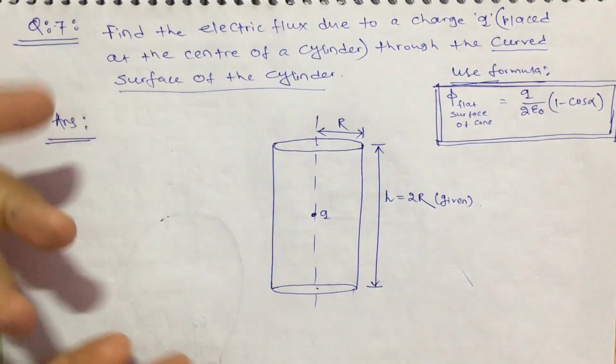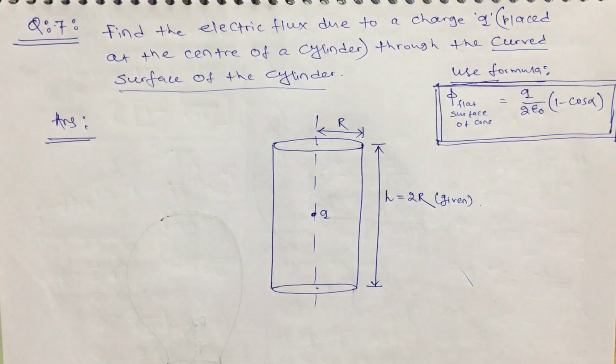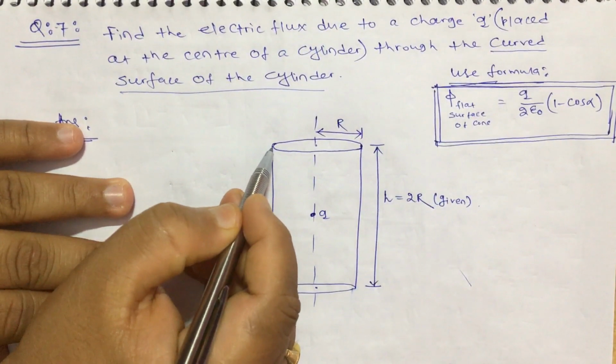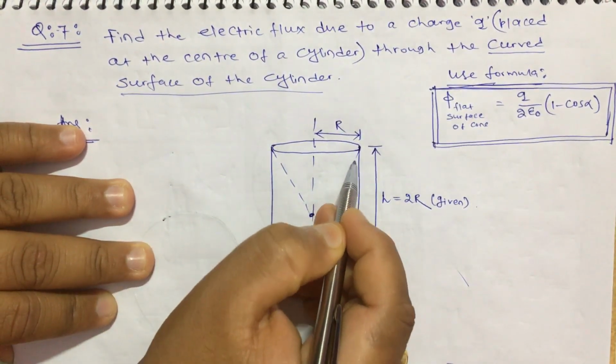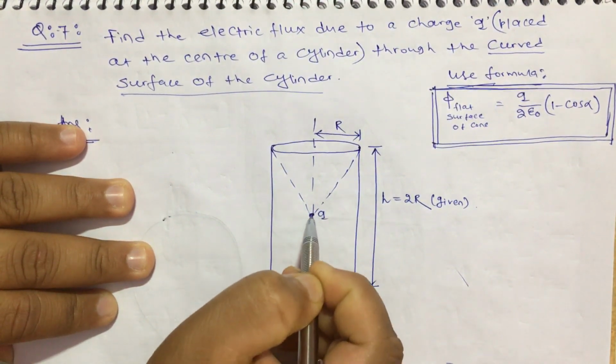Remember, it is a closed surface, so if the total flux is asked, obviously the answer is going to be q by epsilon naught as per Gauss law. But here we have to find the flux only through this curved cylindrical surface. So what we are going to use here is that, let us join these two points and these two.